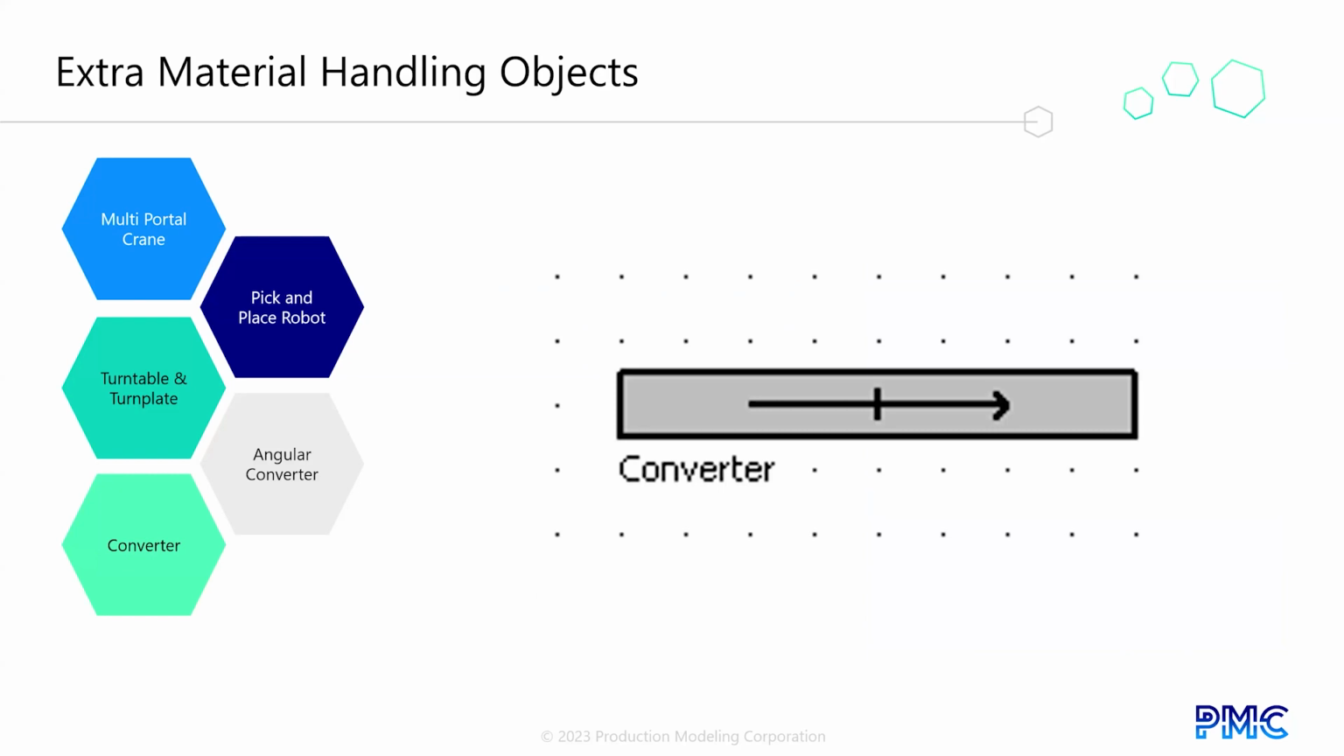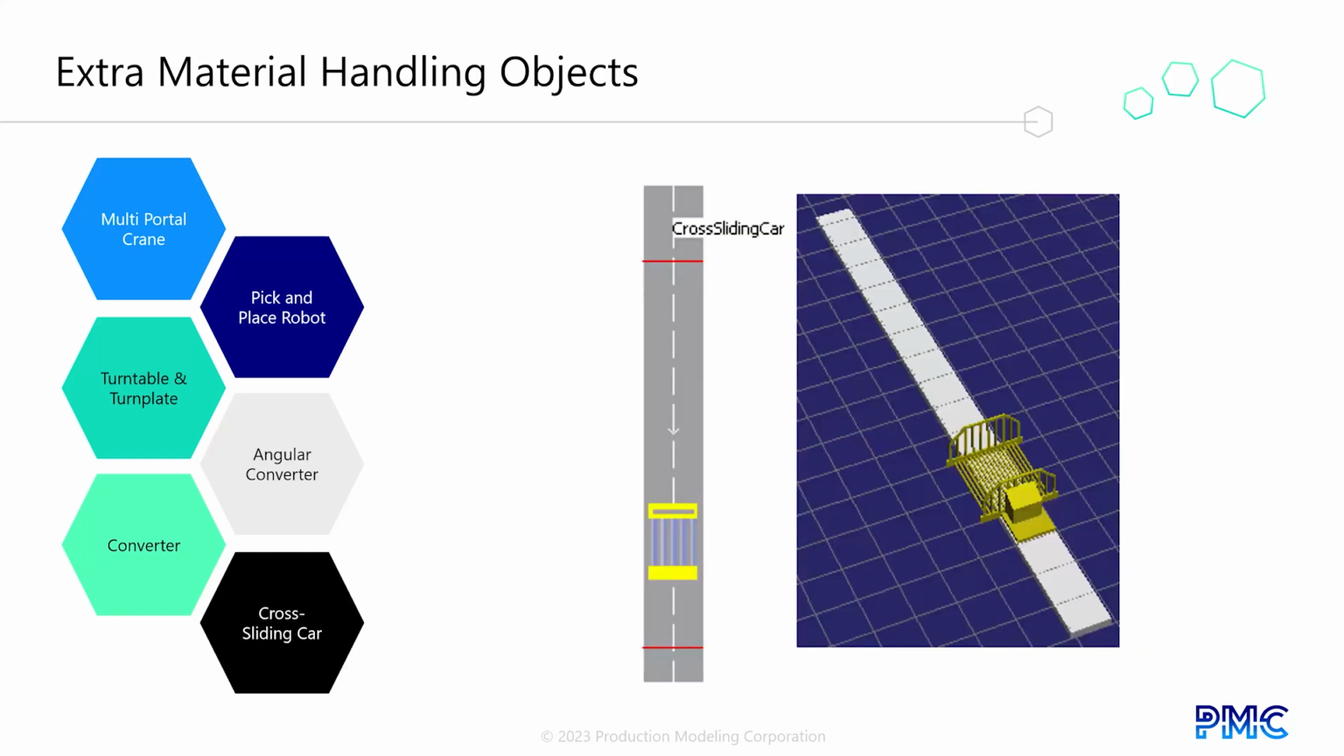The converter is yet another unique object. The part either passes straight through in the conveyor direction or is, for example, lifted onto a laterally moving transport level, then conveyed laterally to the left or right. The cross-sliding car is mainly used for moving parts from one conveyor to another. Parts enter from left or right, then move across an aisle, for example, and then exit on the left or right.